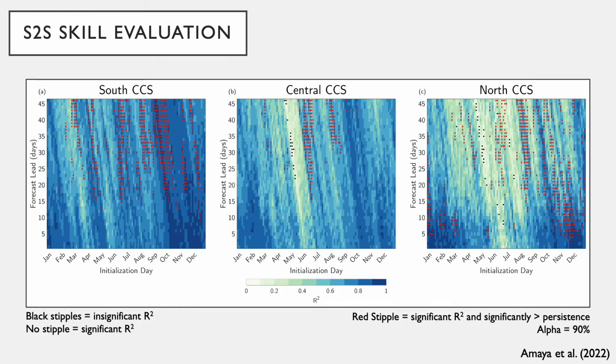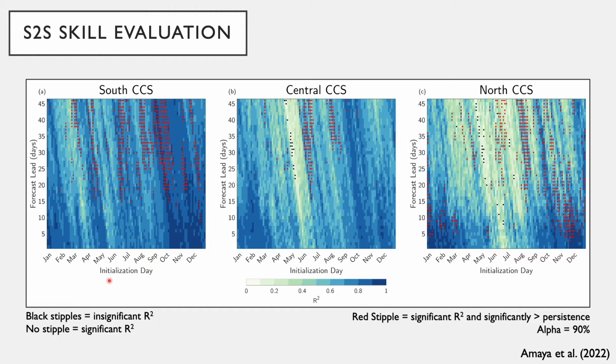All right, so here is the overall skill assessment in each of these different California current subregions. We're showing you this forecast skill as a function of lead time on the y-axis and initialization day on the x-axis. The shading is showing you those R-squared values, and the stippling tells you some interesting things. No stippling actually indicates a significant R-squared value above zero. Black stippling tells you that the R-squared value is not significant, and red stippling is actually telling you that the R-squared value is both significantly above zero and significantly better than persistence. So it's those red stipples that are going to indicate whether the dynamical forecast is useful and better than that statistical forecast that we use from persistence.